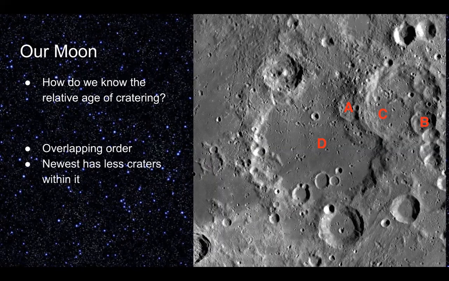You also have the amount of cratering within a crater, because of course once it forms, it would continue to be bombarded. And so if it's got fewer craters within it, then it tends to be a newer crater.